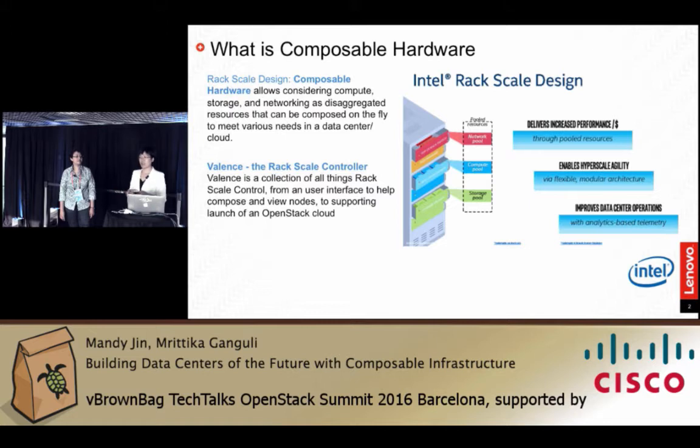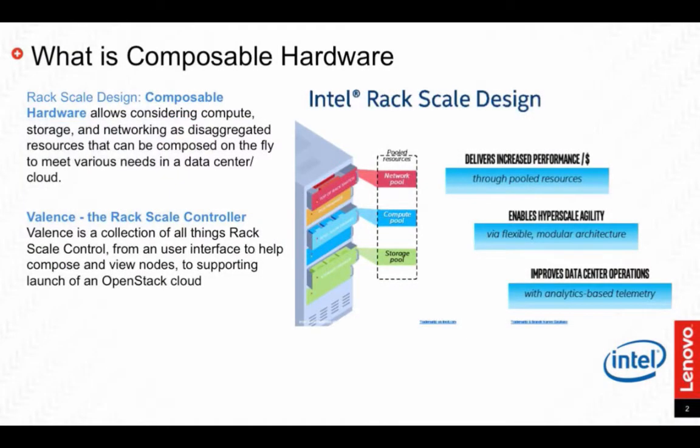Yesterday, Mrittika brought a topic about Valence and rack-scale design. Basically, rack-scale design allows users to have disaggregated resources of network, compute and storage installed in a pool, to compose a compute node from these disaggregated resources, and to decompose them and return them back to the resource pool. So with this infrastructure, we can save money with increased performance, and we also provide the flexibility to enable highly scalable systems.